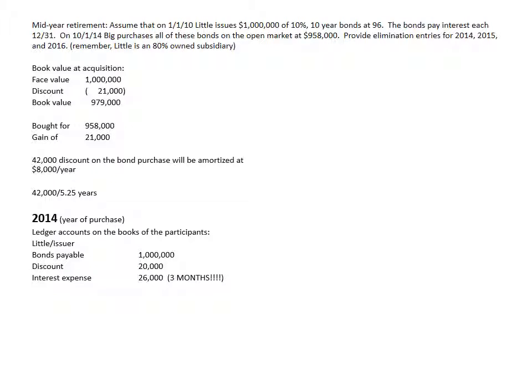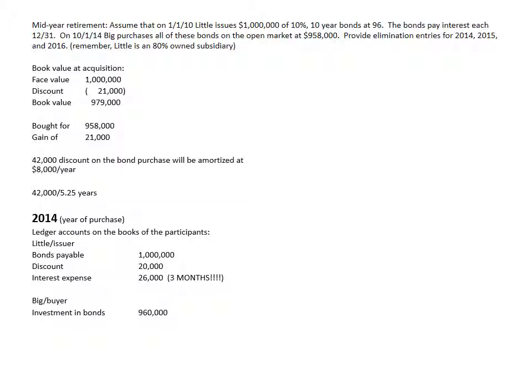And they've got intercompany interest expense of $26,000. Again, we're looking for 3 months worth of interest expense. These bonds were only an intercompany issue for October, November, and December. So we're looking for 3 months of coupon interest, $25,000, plus 1 month of discount amortization, or $1,000, for a total of $26,000.